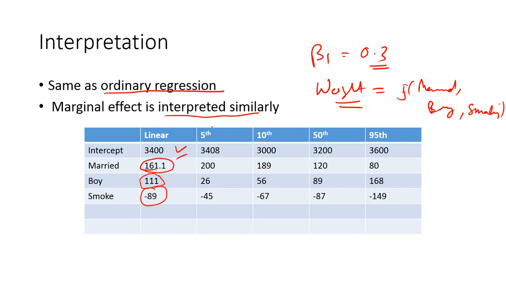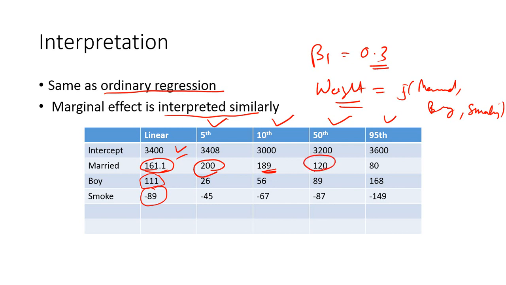So we took the same regression, quantile regression, for the 5th quantile, 10th, 50th and 95th, and let's compare. Let's compare what happens in the 5th quantile. The difference in the weight of a child between a married woman and an unmarried woman giving birth is 200. That means the linear regression in this case is underestimating. If you go to the 10th percentile, it's very similar, but again it's underestimating. It's 161 here, it is 181. In the fifth quantile it's 200.